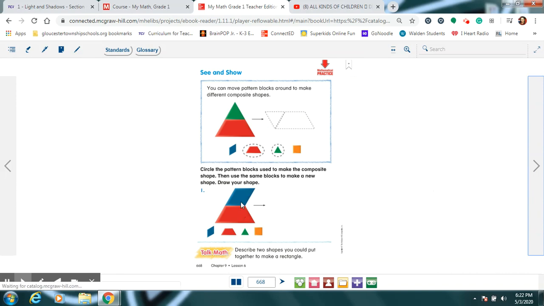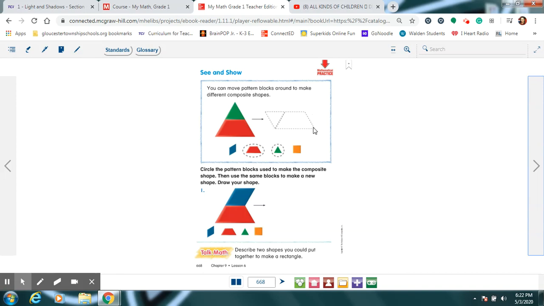Inside, these are what the pattern blocks would have looked like, okay? So we used a trapezoid and a triangle. We put the triangle on top and made a large triangle, right? But watch what happens. If I take this green triangle and move it down over to the side, instead now what I have is a new shape.